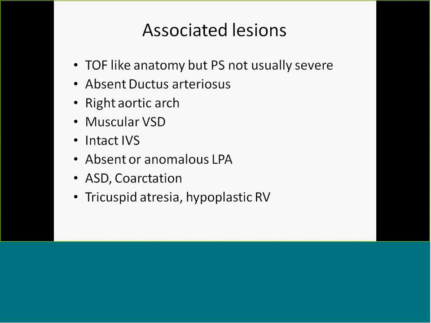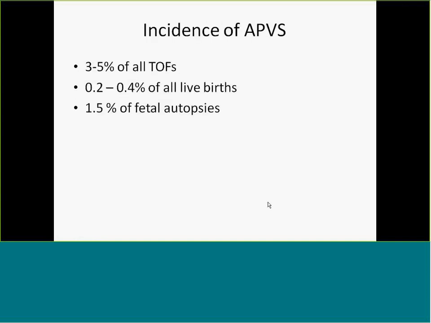Associated lesions. I've already mentioned that pulmonary stenosis is not usually severe. It's usually relatively mild, and therefore cyanosis is not an important component. Absent ductus arteriosus is a very interesting finding in that the ductus, which is supposed to be present in all fetuses, is generally absent in these patients, and I'll discuss more of this in later slides. Other common associations are right aortic arch and muscular ventricular septal defect. Sometimes the ventricular septum may be intact. Also tricuspid disease and right hypoplastic arteries.